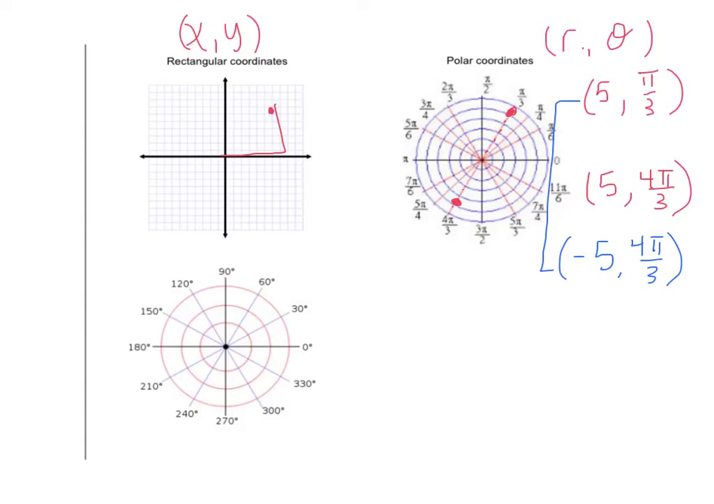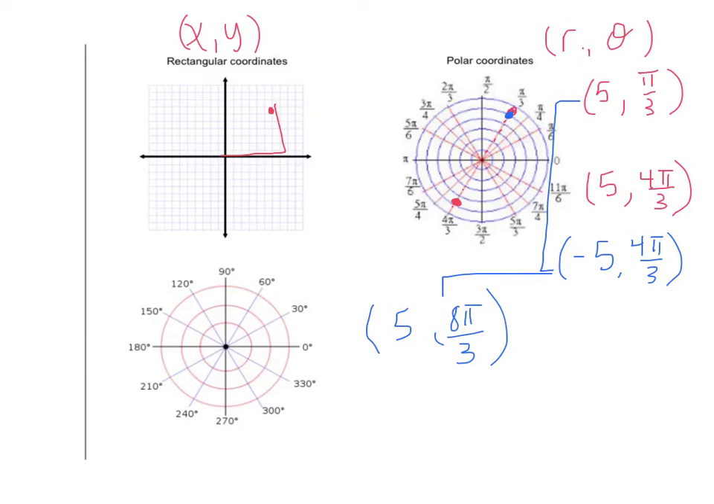Now, another point, this one that I've colored now in blue, is to go all the way around once, right? 2 pi plus pi over 3. So that would be 8 pi over 3, and I go out 5. So now this point and this point are the same place. I end up in the same place.